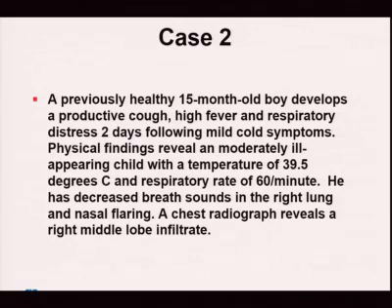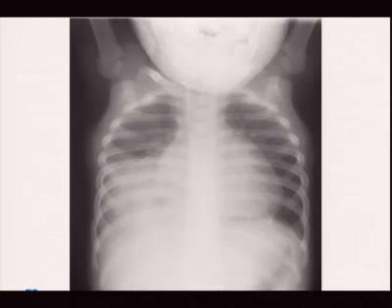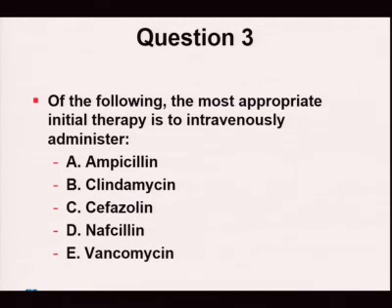All right, second case is a previously healthy 15-month-old who develops a productive cough, high fever, and respiratory distress 2 days after mild cold symptoms. On exam, he's moderately ill. Temp is 39.5, respiratory rate is 60, has decreased breath sounds in the right lung and has nasal flaring, and the chest x-ray shows a right middle lobe infiltrate. So what's the most appropriate initial therapy for this child? Ampicillin, clindamycin, cefazolin, nafcillin, or vancomycin?